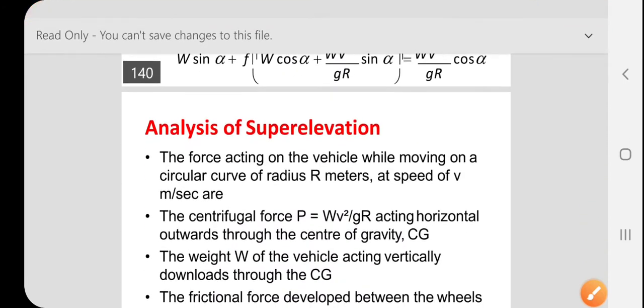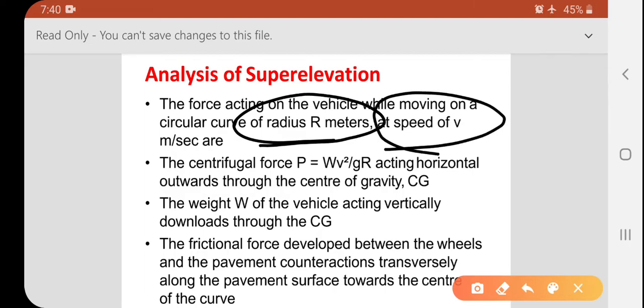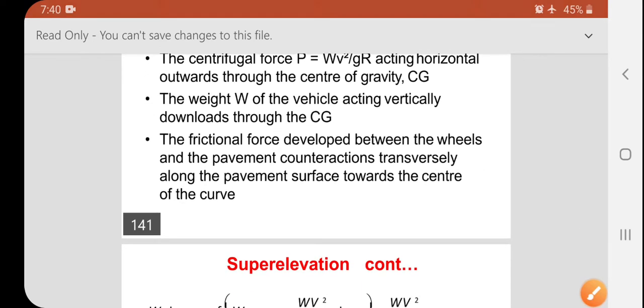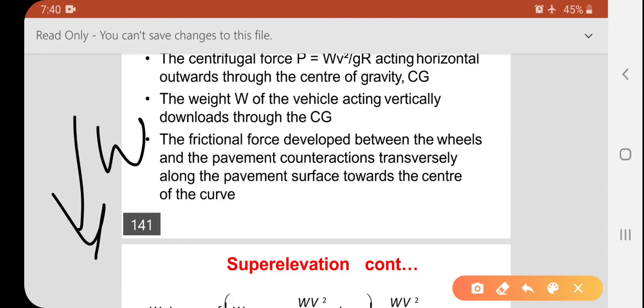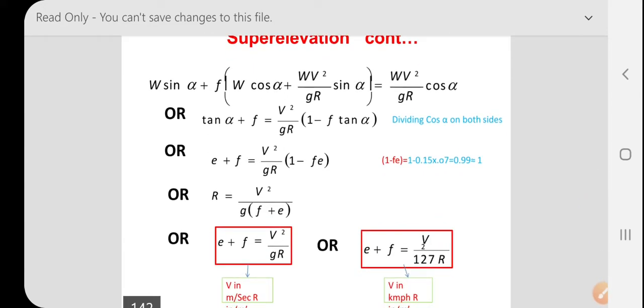Next, analysis of superelevation. What analysis should be done? Consider the forces acting on a vehicle moving on a circular curve of radius R, usually in meters, and velocity, or speed, in meters per second. The centrifugal force is P is equal to W into V square divided by g into R. The weight W is always acting downwards through the CG, the center of gravity.